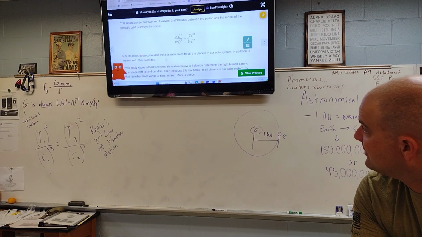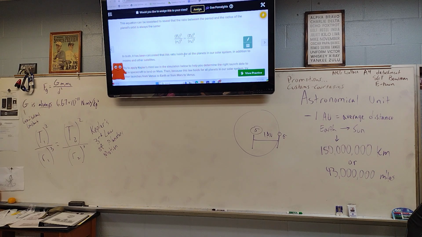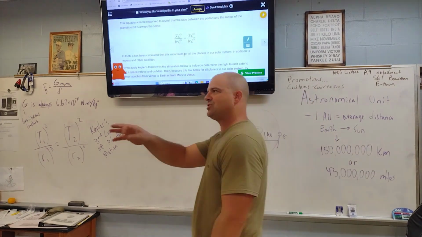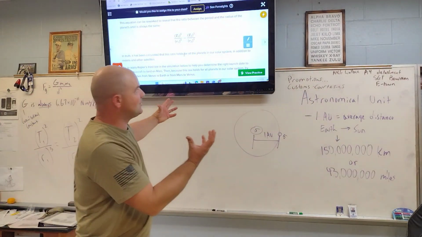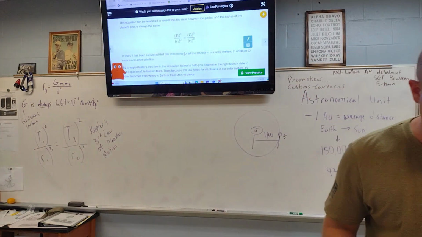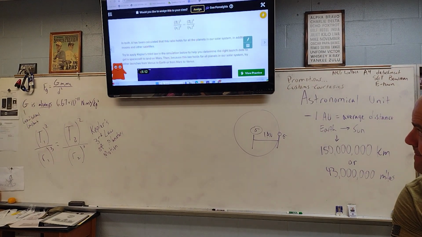And we can prove it, right? It says, in truth, it has been calculated that this ratio holds with all planets in our solar system, in addition to moons and other satellites. It doesn't matter what body is orbiting which gravitational mass. This ratio governs how objects orbit other objects.